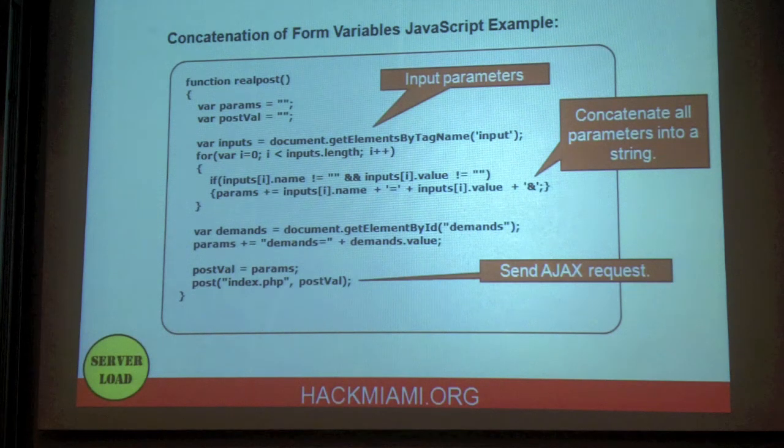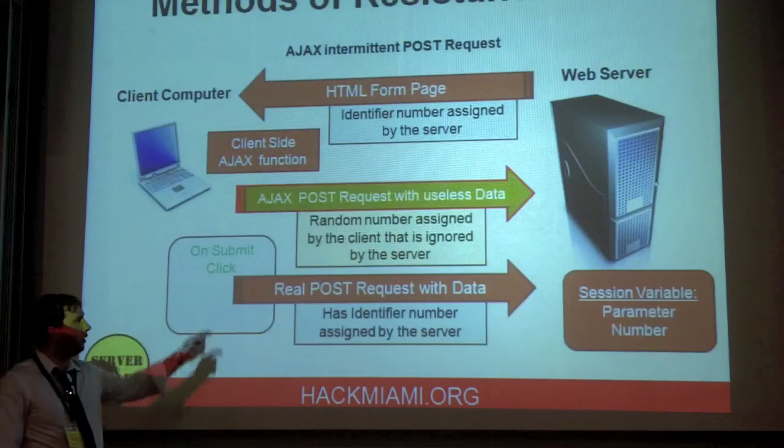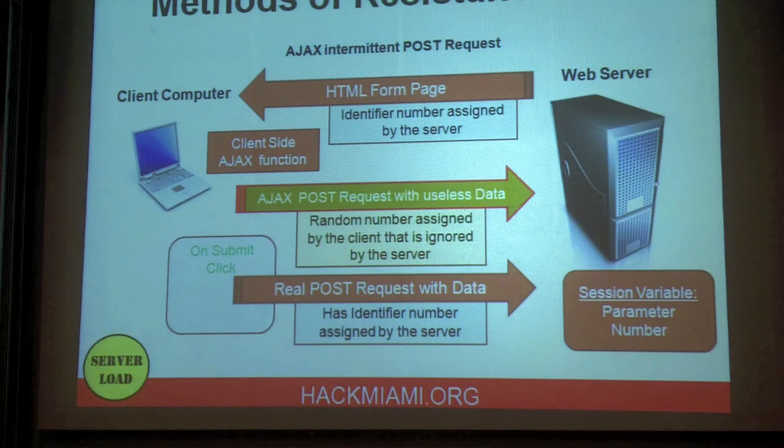So here is a concatenation of form variables JavaScript example. It's pretty straightforward. Just grabs all the input tags, puts it together in one thing, and then creates something and then sends it in a post function. So let's go over another technique. A sub technique is you can really bloat the logs at the same time. This is for spy Trojans or just the general post loggers.